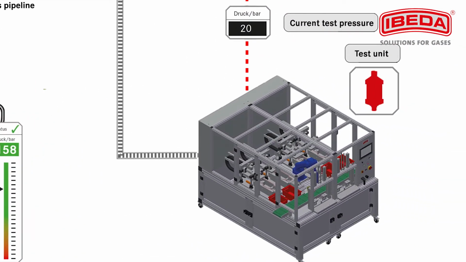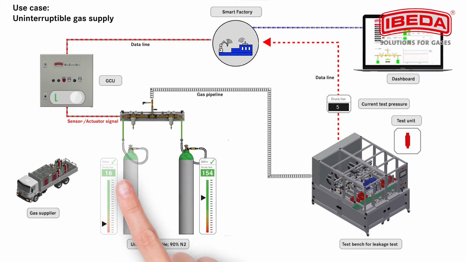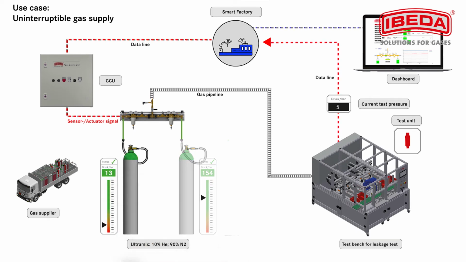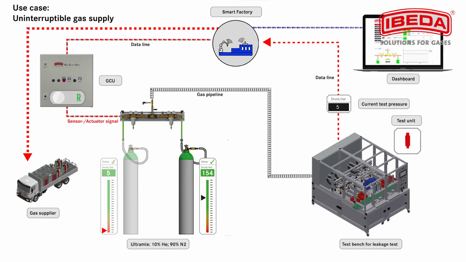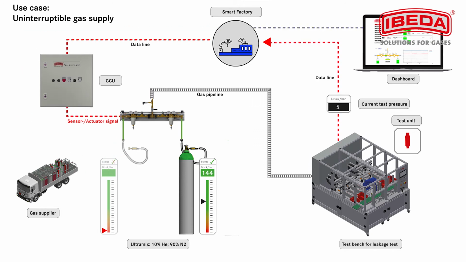The next job requires 5 bar only. The gas source with the lower residual pressure can be used again. The minimum pressure of 5 bar is reached now, and an ordering process is released. The gas source, which is almost completely empty now, is replaced, and thus an optimum use of the gas resources is achieved.